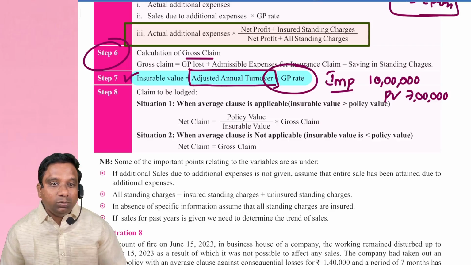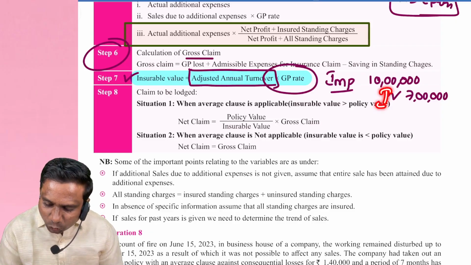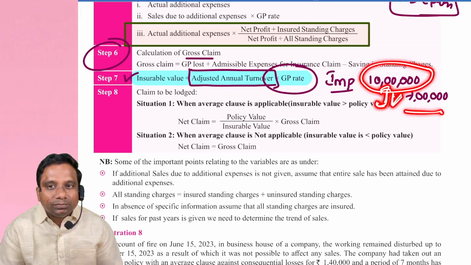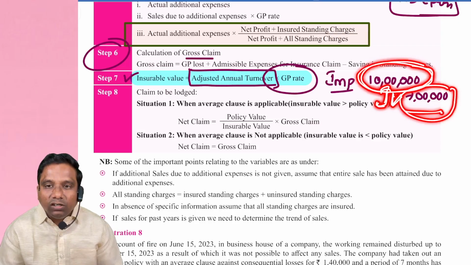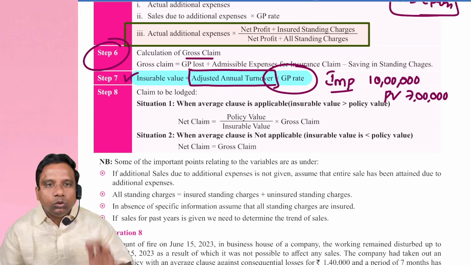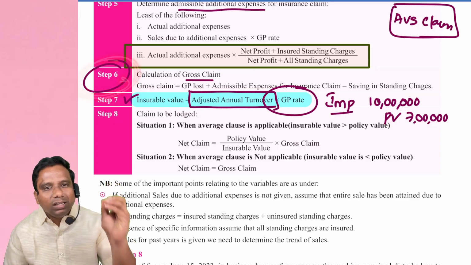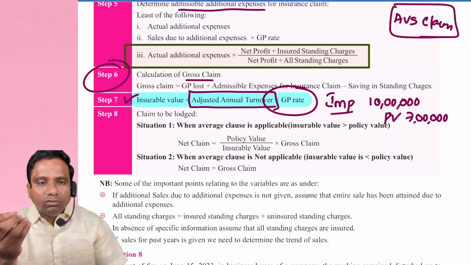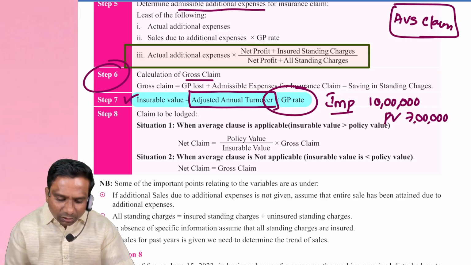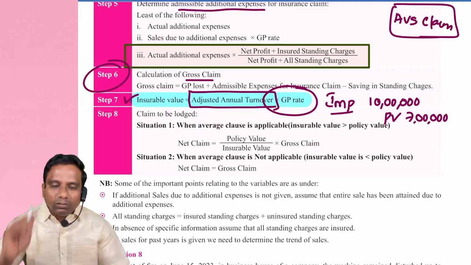Suppose the reverse situation. Insurable value is 7 lakhs, whereas the policy value is 10 lakhs. Means there is no concept of average clause. Whatever the loss we have in step 6, the total amount will be given as a claim by the insurance company. Average clause is only applicable when, in step 7, the insurable value is more than policy value.